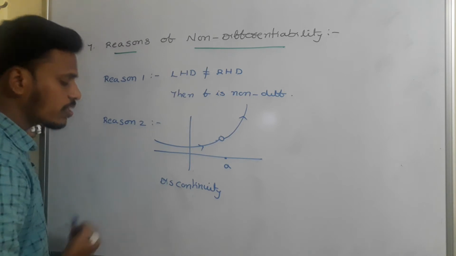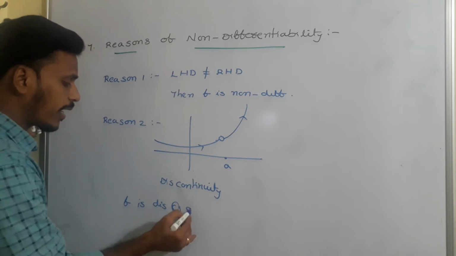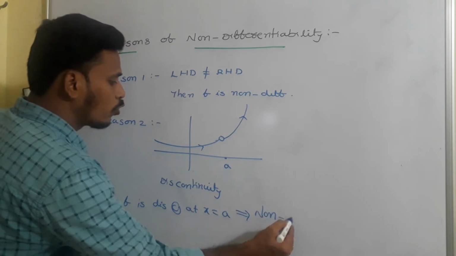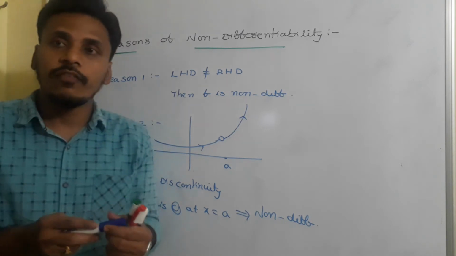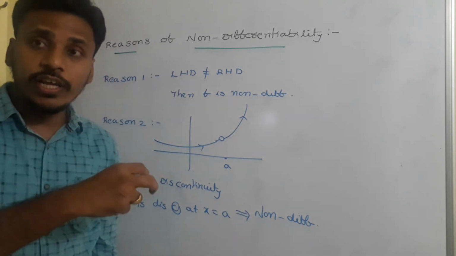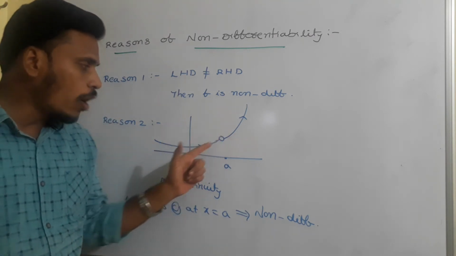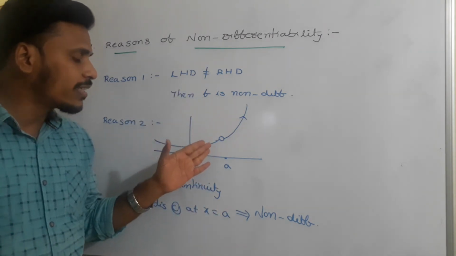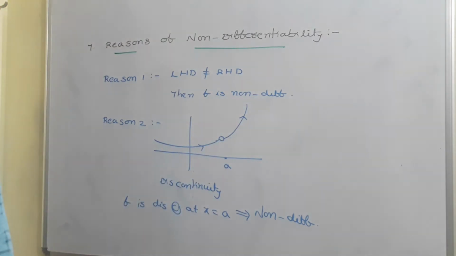Reason 2 is discontinuity. If f is discontinuous at x equals A, that implies it leads to non-differentiability. Basically, as we discussed in the previous class, the derivative is simply change in y divided by change in x. In the same way, since there is no connection, the graph is discontinuous at A, so we can't check the change at that particular point A. So discontinuity leads to non-differentiability. That's reason 2. And reason 3.